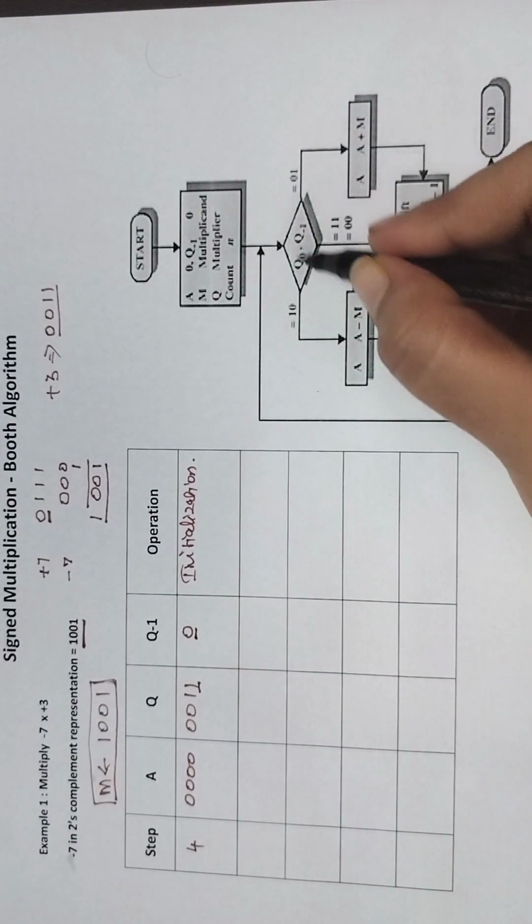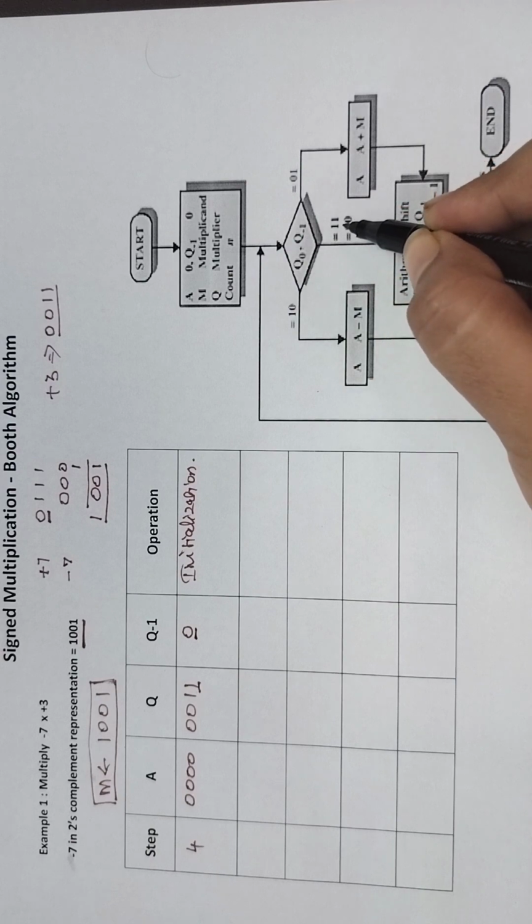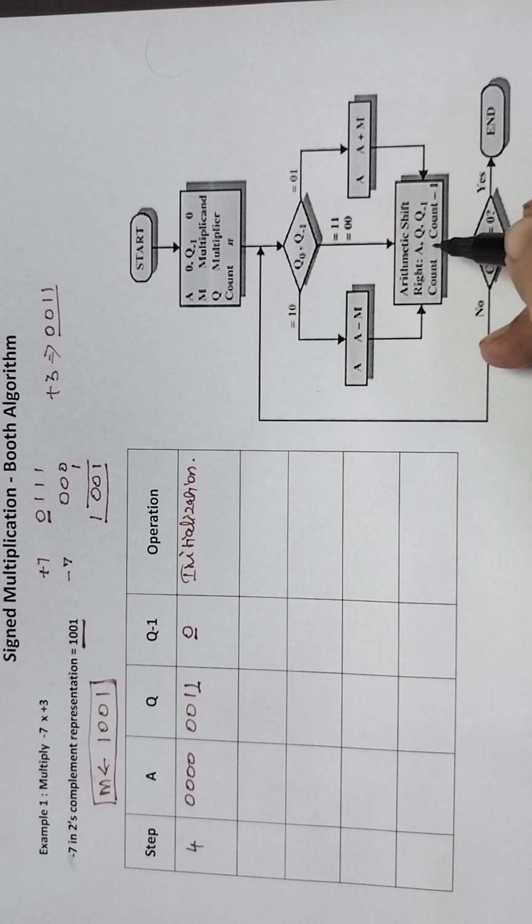The procedure here is to check Q0 and Q minus 1. If both are 1 1 or 0 0, we have to perform the arithmetic shift right operation of A, Q and Q minus 1. Previously in the shift-add multiplier, we took only the A and Q registers. Here we additionally take one more register, called Q minus 1.